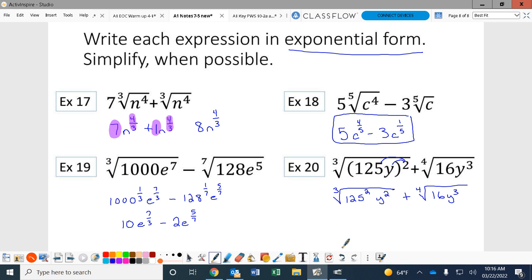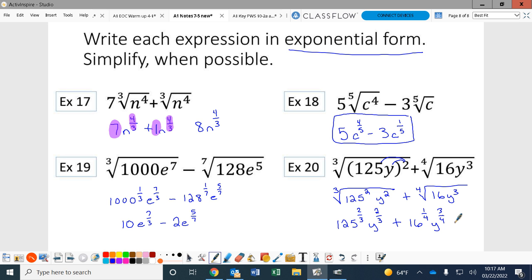So far, any questions? Okay, then you rewrite it just like we did the others. 125 to the 2/3 power, y to the 2/3 power, plus 16 to the, what power goes on the 16, guys? 1/4 power, nicely done. And y to the 3/4 power.